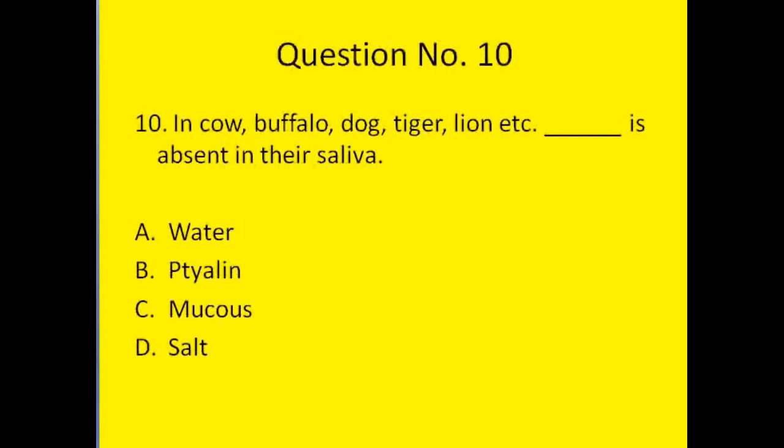Question number 10. In cow, buffalo, dog, tiger, lion, etc., dash is absent in their saliva. Saliva is secreted by 3 pairs of salivary glands in the case of human beings. But in the case of cow, buffalo, dog, tiger, lion, the question is asking what material is absent in their saliva. Water is always present in the saliva. Mucus is also always present. Salt is also present a little. But ptyalin is absent in the case of cow, buffalo, dog, tiger, lion. So the correct option is B.